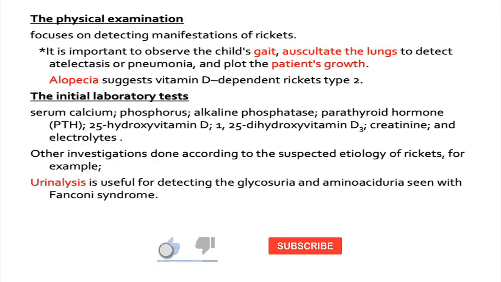Regarding the physical examination, we focus on detecting the manifestations of rickets as we said. In addition, it is important to see the gait, auscultate the lung to detect atelectasis or pneumonia, and follow the patient's growth. Nutritional rickets is a disease of a growing child, while if we find signs of rickets in a patient with failure to thrive or short stature, we must look for other causes of rickets other than nutritional rickets.